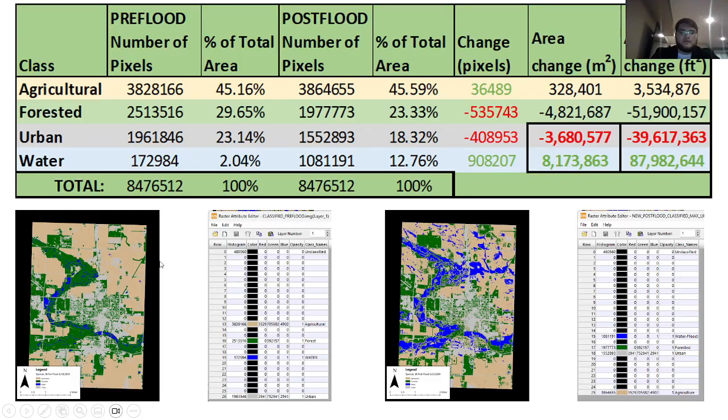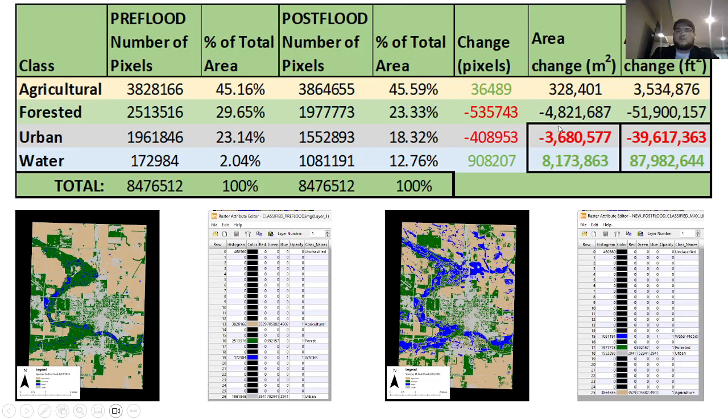So then, using these two images, we can isolate each class in terms of the pixels that are present, and we can analyze the change in the area within the area of interest, within the bounds of the city of Spencer. And we saw that the greatest area changes were within water and forested area. So a lot of that forested area became flooded, right? So that's when water gained 10% of the entire area of interest. So it changed very drastically, gaining almost 88 million square feet.